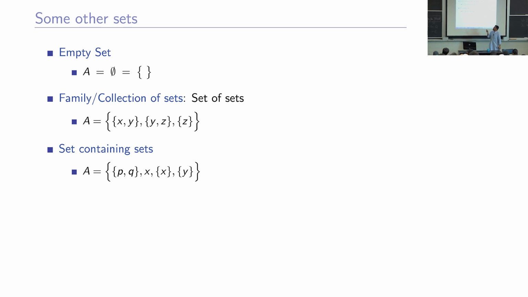Generally in the mathematics literature, these things are called a family of sets or a collection of sets. Set of sets becomes a little bit cumbersome to pronounce, so we say it's a family of sets, okay? But nonetheless it is a well-defined set. So what is the difference between this A and this A? This one contains some sets and some non-set objects, while the second A is just sets, right?